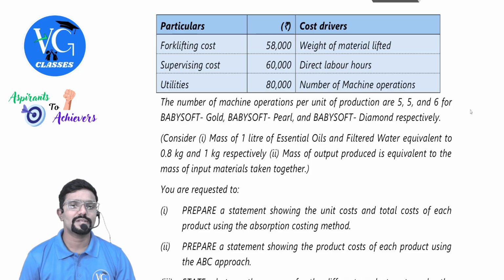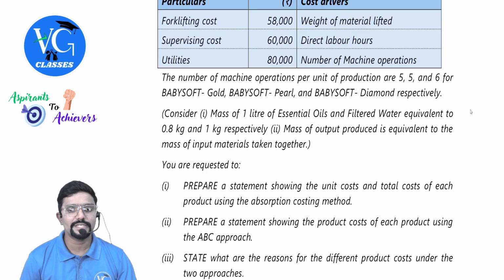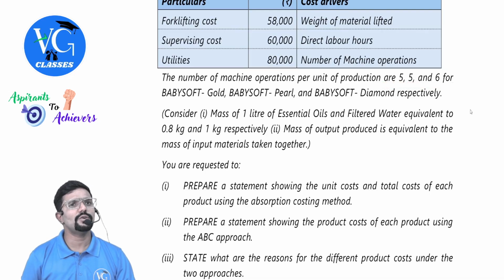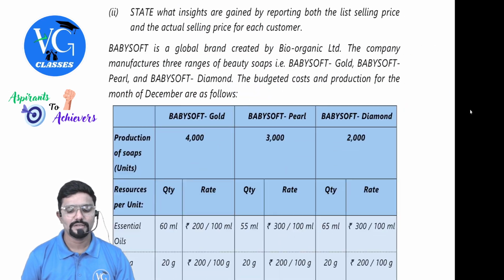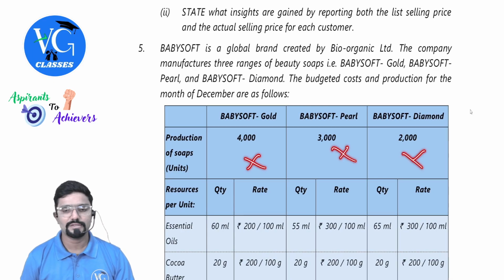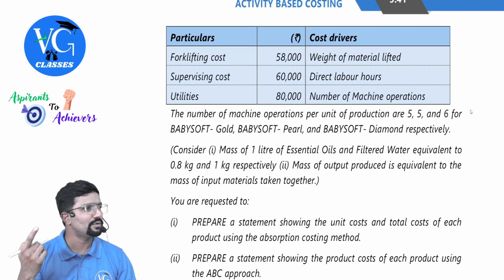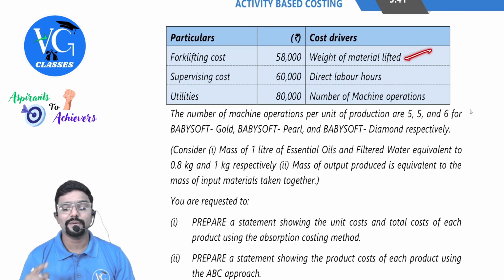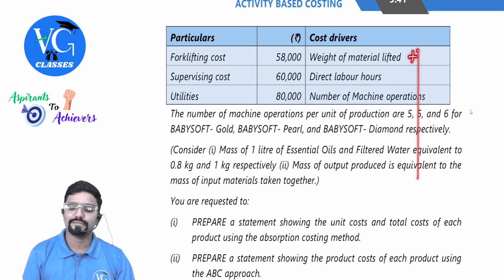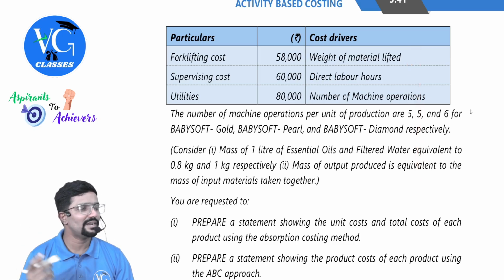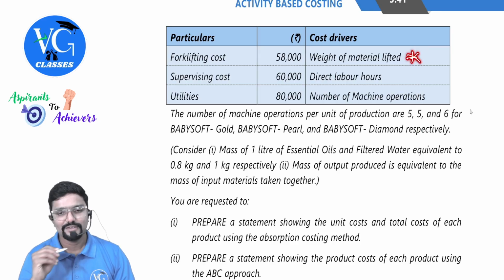Utilities 80,000. What is the cost driver? Number of machine operations, per unit of product: 556. Can we calculate total? Yes, multiply with the units, you will get total. Labor also I told you how to calculate already. What is the weight of the material lifted? This is the challenging thing because the gram, ml is given. Okay, fine.